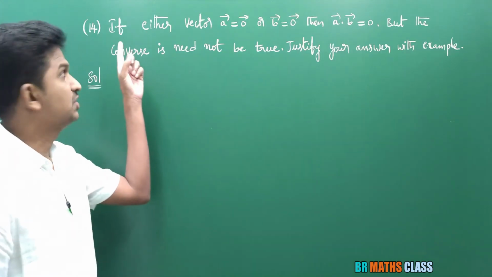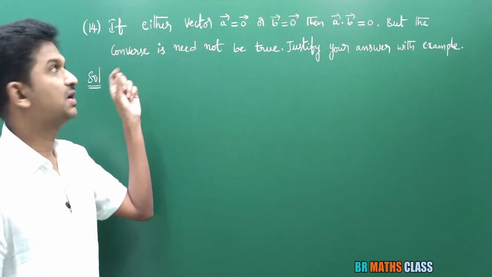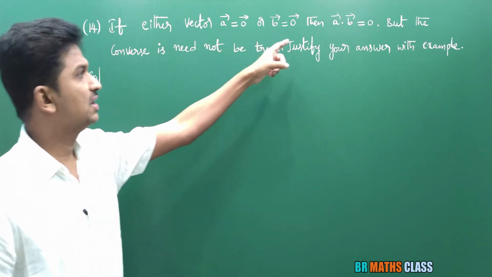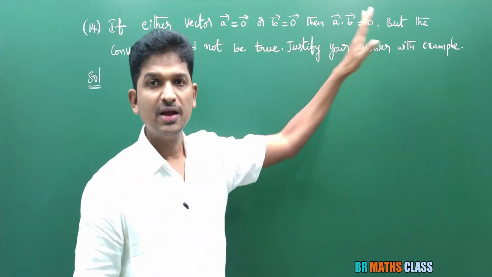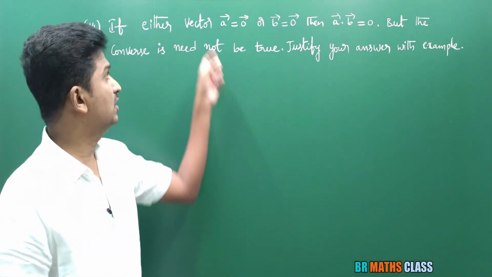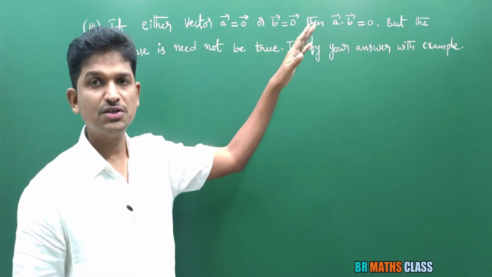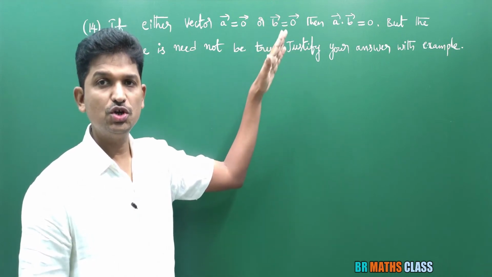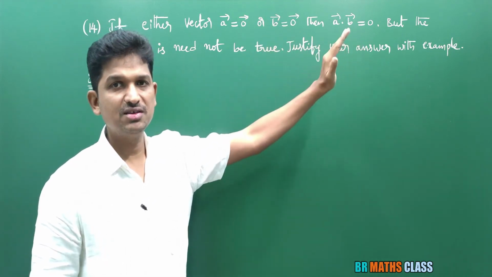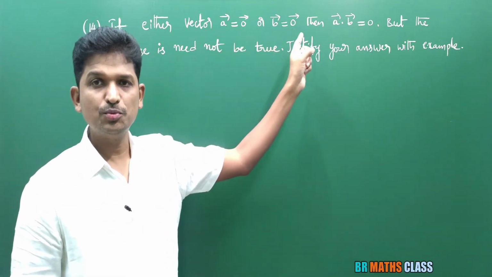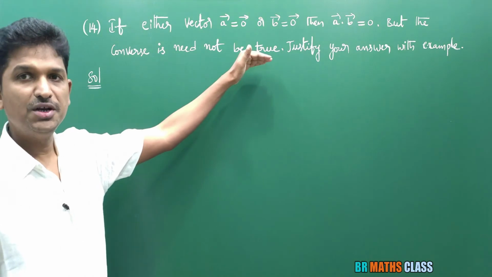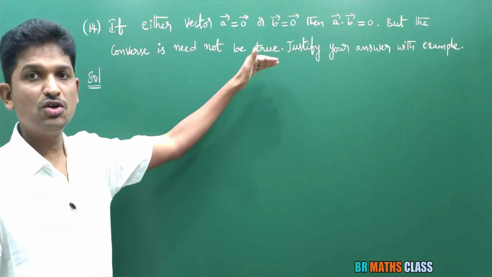You observe this question number 14. They given a statement: either vector A bar equal to 0 bar or B bar equal to 0 bar, then A bar dot B bar is 0. This is 100% true. If any one of the vector, either A bar or B bar is 0 vector, then A bar dot B bar is 0. But they are not asking to prove this. What they are asking? But the converse need not be true.